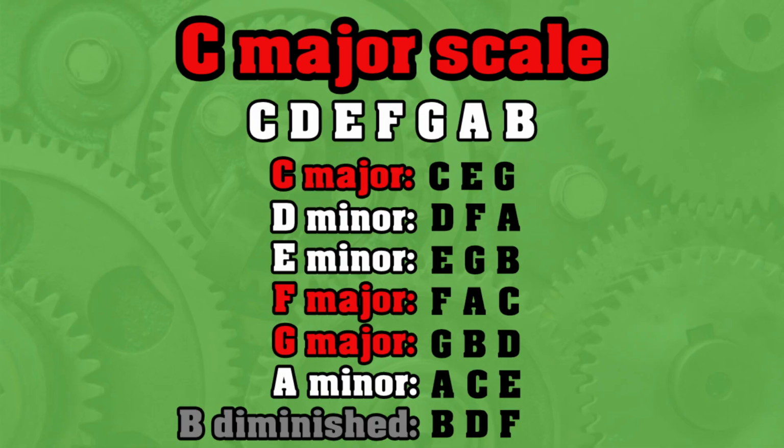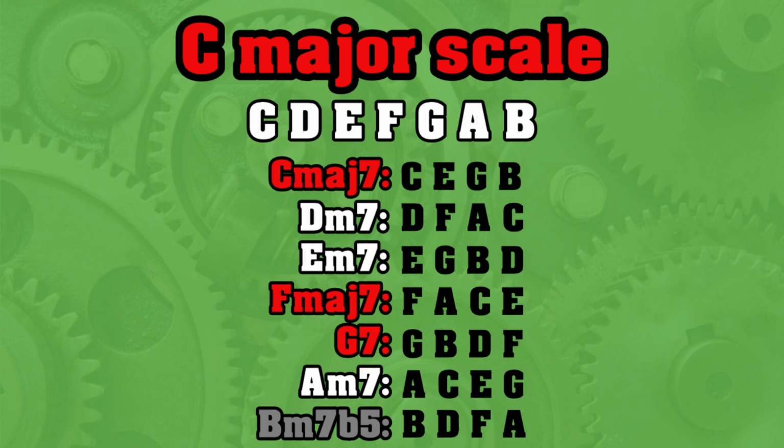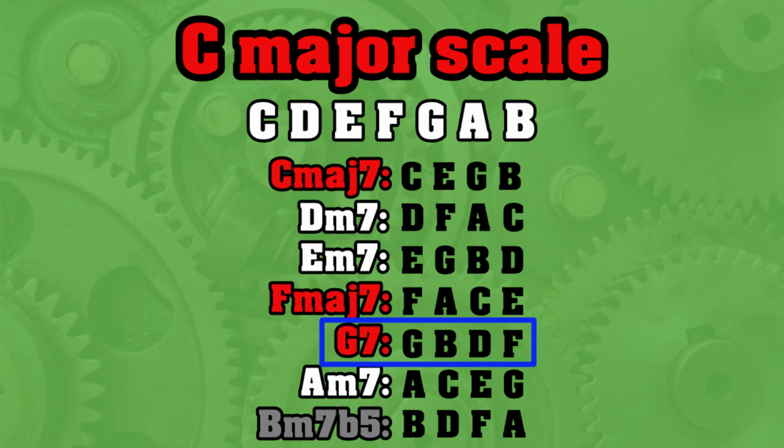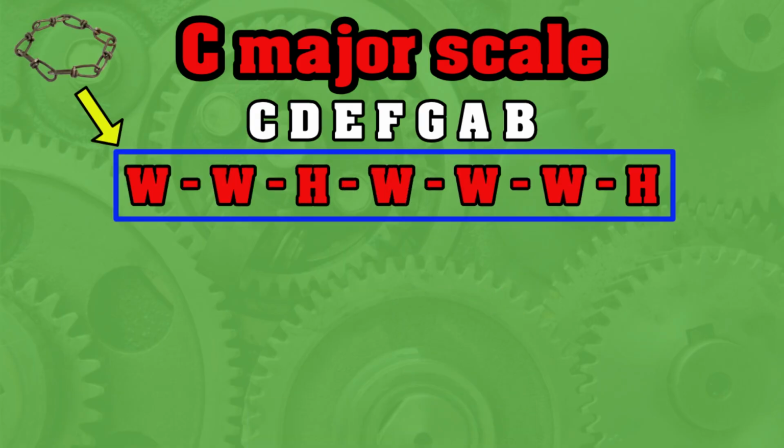You can do the exact same thing starting on any one of the 7 notes and playing every other note, but if you do it until you have 4 notes, you're going to derive your 7th chords that are found in the key. 3-note chords are triads, 4-note chords are 7th chords. So in any of the 12 major scales, if you do this process, you're always going to have 2 major 7th chords, 3 minor 7th chords, 1 dominant 7th chord, and 1 half diminished chord, otherwise known as a minor 7 flat 5 chord.